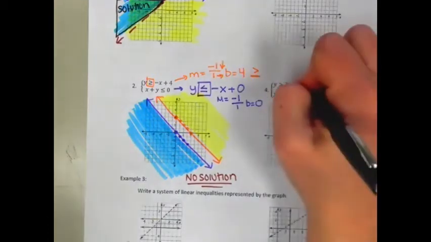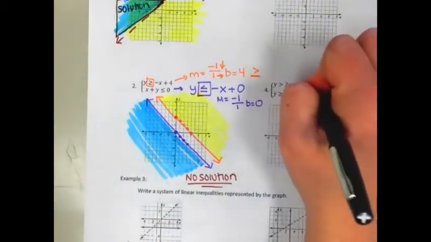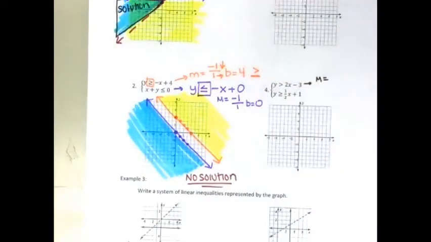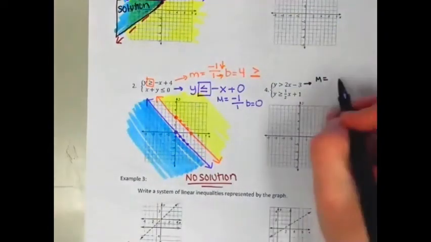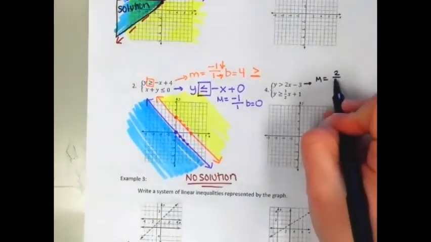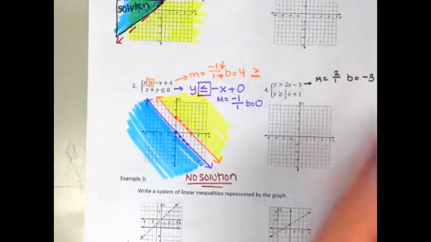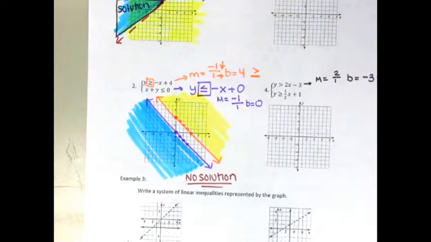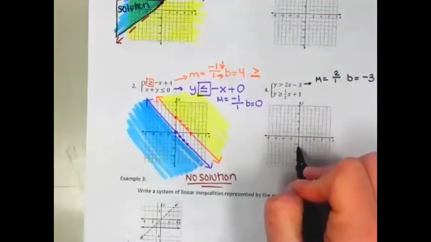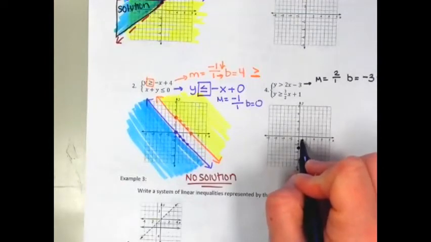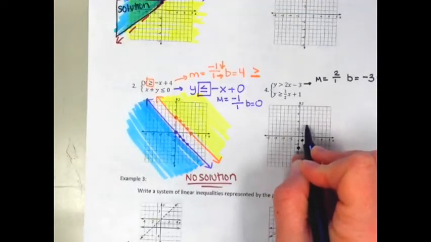Are both in y equals mx plus b? That's nice. So what's my slope for the first one? 2 over 1, and my y-intercept is 3. So I'm going to start at -3. And then what would I do? Up 2 and to the right 1. Up 2, right 1. Up 2, right 1.